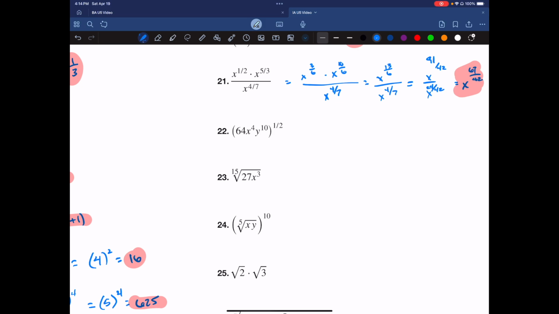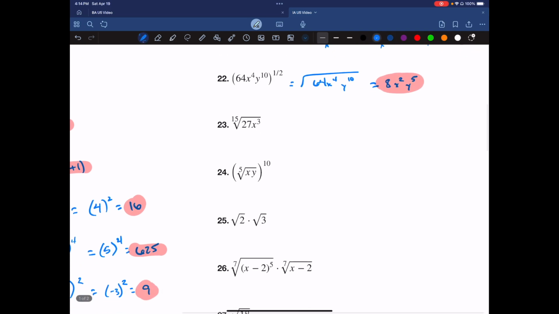So on 22, I'm taking the square root of that entire thing. And if you need to write it like that, that's fine. So I'm taking the square root of the entire thing, 64, x to the 4th, y to the 10th. And so the square root of 64 is 8. And then when it comes to taking the square root of exponents, if they're even, you're just taking half. So this is going to be x squared, y to the 5th. So that's my answer here.